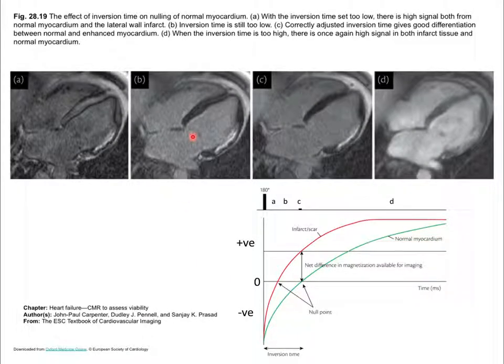And so here let's look at 3 cases in which the TI value, that time between the preparatory 180-degree pulse and the image itself, is changed. So in A, we do a 180-degree pulse, and then at a very short TI, we make a picture, and so our relative values of the magnetization are here. And we can see that the myocardium and the infarct, this is the good image, here's the infarct here, have approximately the same value.